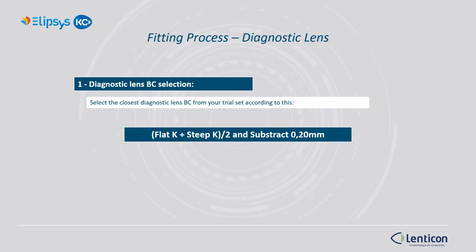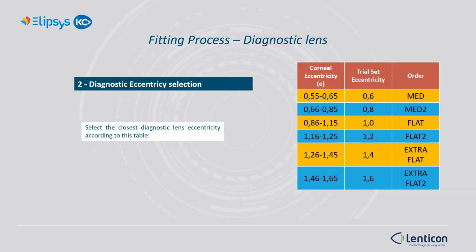To select the diagnostic lens, central corneal keratometry or corneal topography is required. The diagnostic lens base curve should be 0.20 millimeters below the average keratometry. Corneal eccentricity is also required in order to select the diagnostic lens from the trial set. For mid to high corneal eccentricities, the lower diagnostic eccentricity should be selected, 0.80.